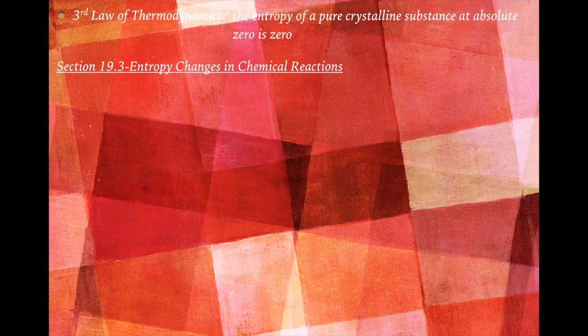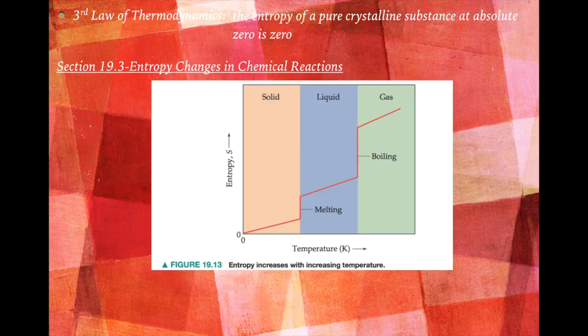Okay, so the last concept that we're going to go over is the third law of thermodynamics. The third law of thermodynamics states that the entropy of a pure crystalline substance at absolute zero is actually going to be zero. And so what that allows us to do is to have a reference point to compare entropy changes when we have a chemical reaction. So if you look at this graph that we have right here, entropy is your y-axis and temperature is your x-axis.